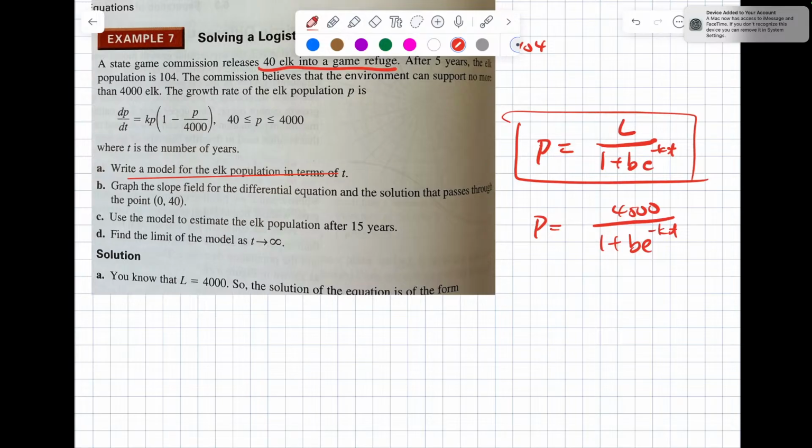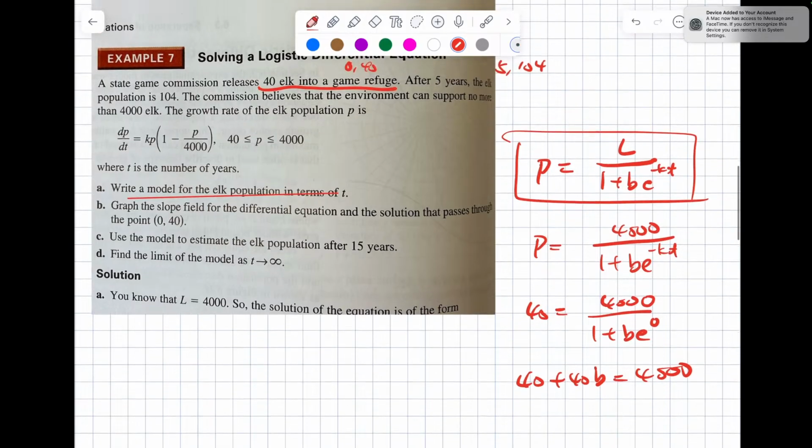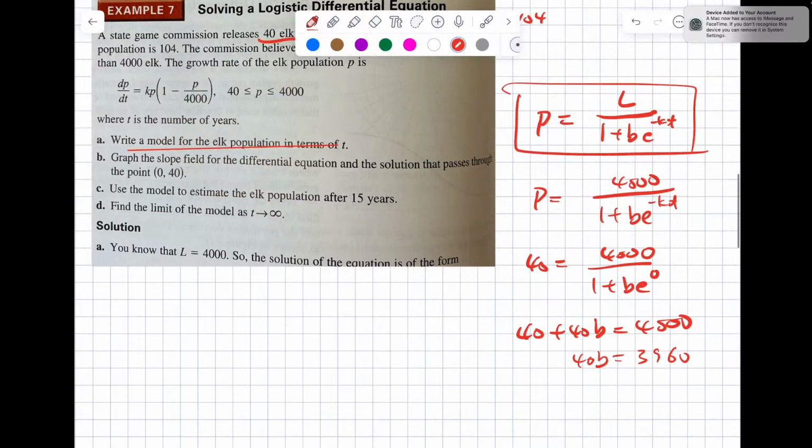So population is equal to 40, equal to 4,000 over 1 plus B e to the 0. Well, e to the 0 is 1, so 40 plus 40B equal to 4,000. Where did you get 40? Why is t 0? 40 is the initial population, because it shows 40 when t is 0. We're finding the initial condition. So 40B is equal to 3,960, and B is equal to 99.